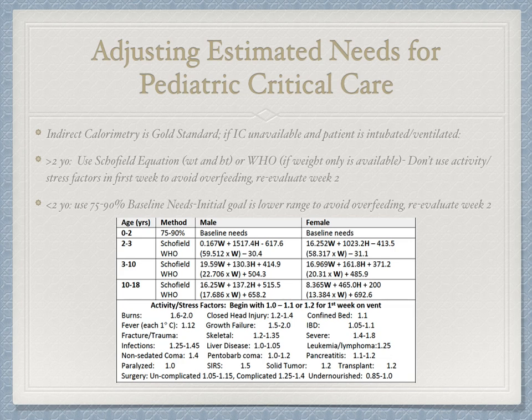If the patient is less than 2 years old, use 75 to 90% of the baseline needs. The initial goal should be in the lower range of that, once again, to avoid overfeeding, and reevaluate this week 2. What we found is that the Schofield equation doesn't really do a good job predicting in the really low weight patients. So that's why we recommend doing this for the less than 2-year-old patient.